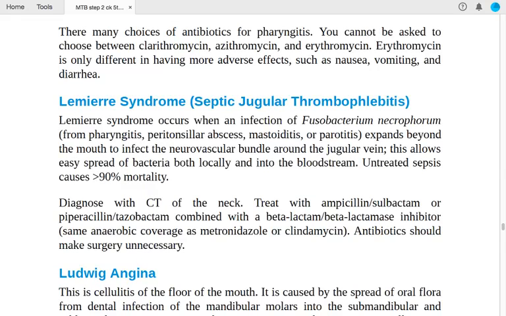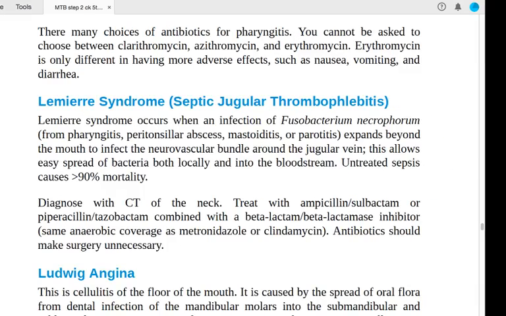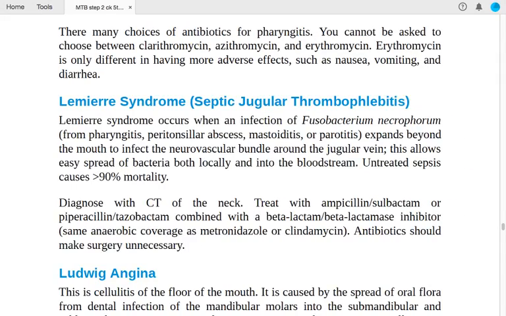Now for Lemierre syndrome, that is septic thrombophlebitis. Lemierre syndrome occurs when an infection of Fusobacterium necrophorum, from pharyngitis, or maybe because of peritonsillar abscess, or maybe because of mastitis or parotitis, expands beyond the mouth to infect the neurovascular bundle around the jugular vein. This allows easy spread of bacteria both locally and to the bloodstream.